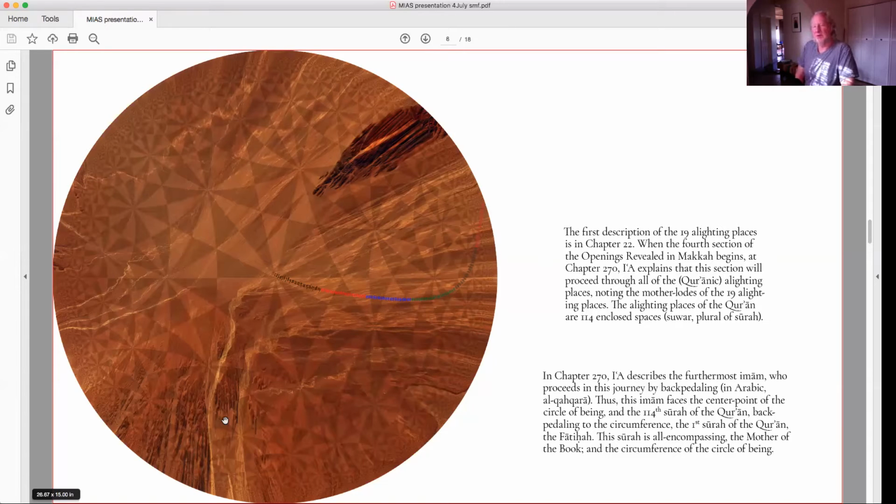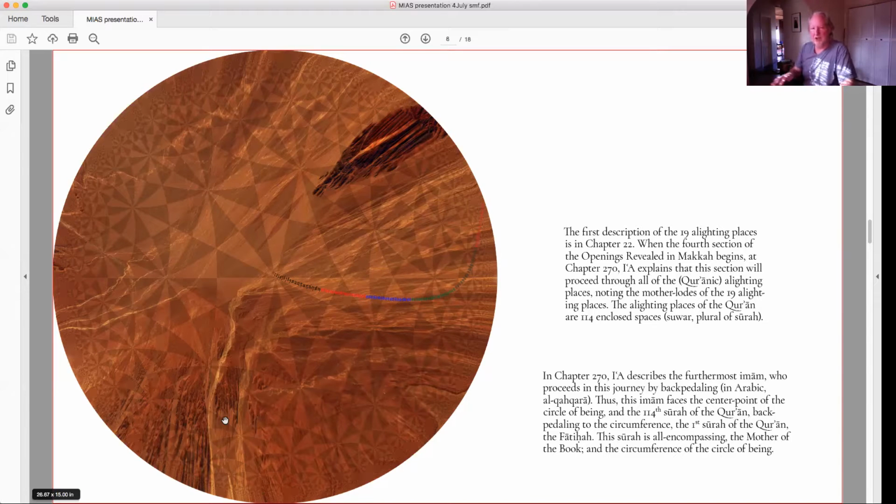So first, to be able to see these alighting places and begin to see our visualization of them, they're a map, but not the map that we might traditionally think of, like a map that has here are the trees and here's the city and here's the river. This map is more a state space.